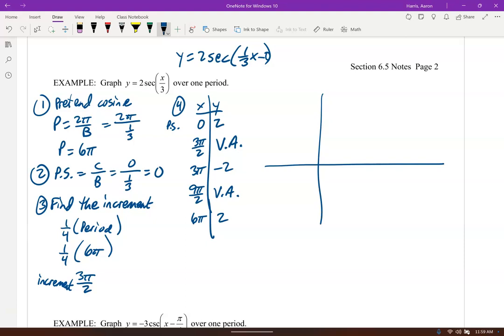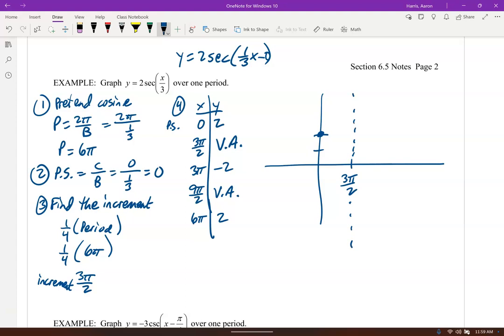Got a vertical asymptote. So I'm going to start at 0, 2. Let me put that on first. And then I'm going up by 3 pi over 2. And at 3 pi over 2, it's undefined because we got the vertical asymptote there.